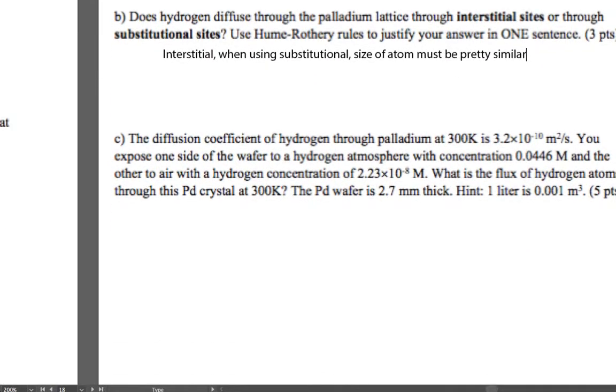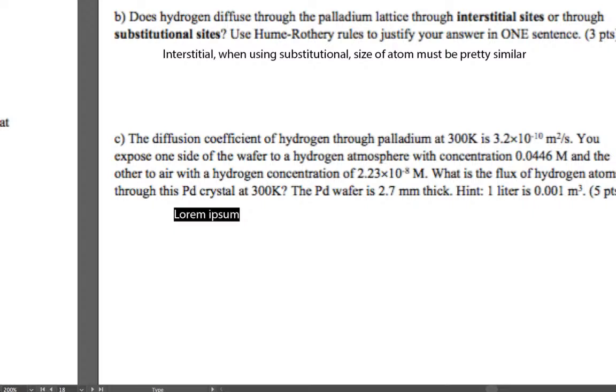The diffusion coefficient of hydrogen through palladium at 300 Kelvin is 3.2 times 10 to the power of negative 10. You expose one side of the wafer to a hydrogen atmosphere with a concentration of 0.0446 molars and the other to air with a hydrogen concentration of 2.23 times 10 to the power of negative 8 molars. What is the flux, that's the J, of hydrogen through this palladium crystal at 300 Kelvin? The palladium wafer is 2.7 millimeters thick. Hint, 1 liter is 0.001 meter cubed.